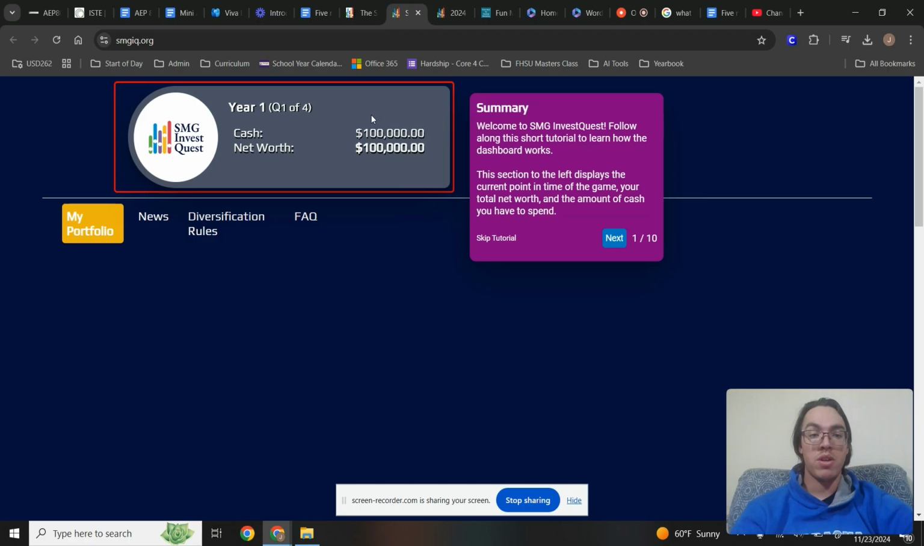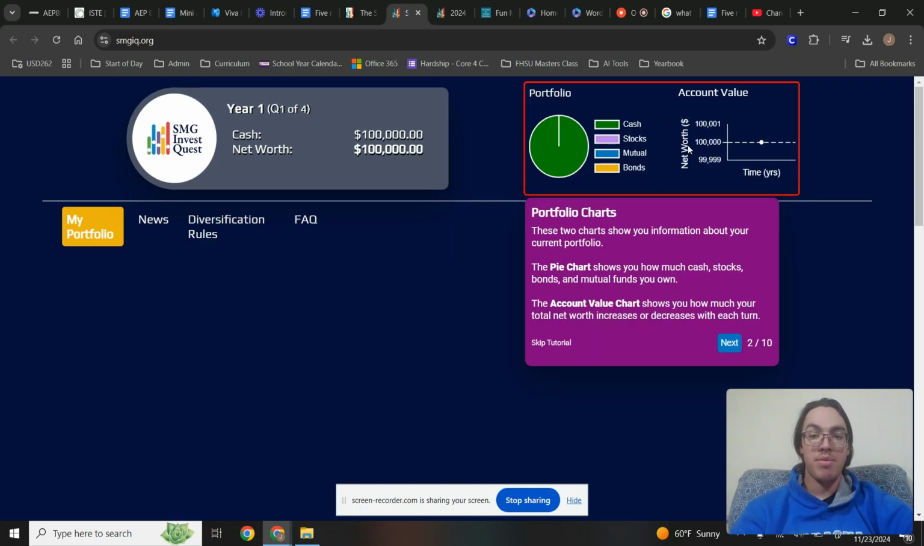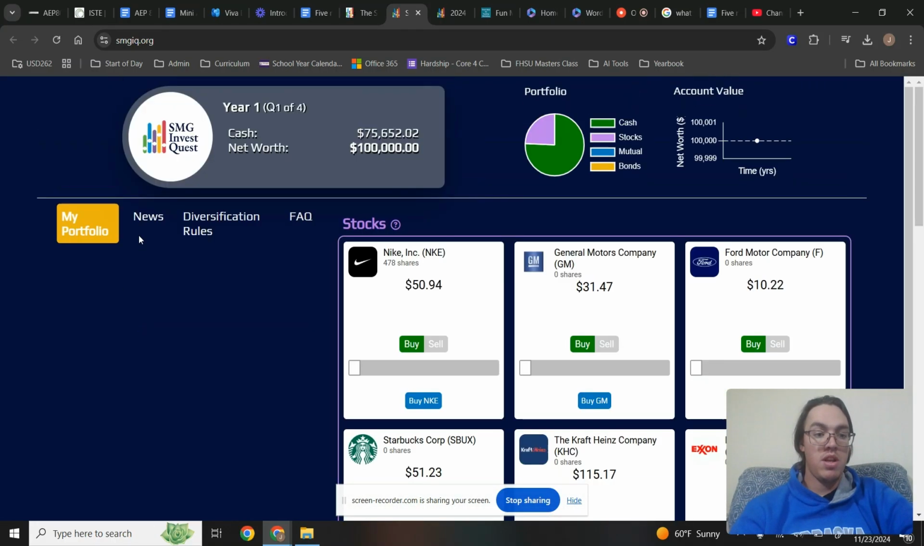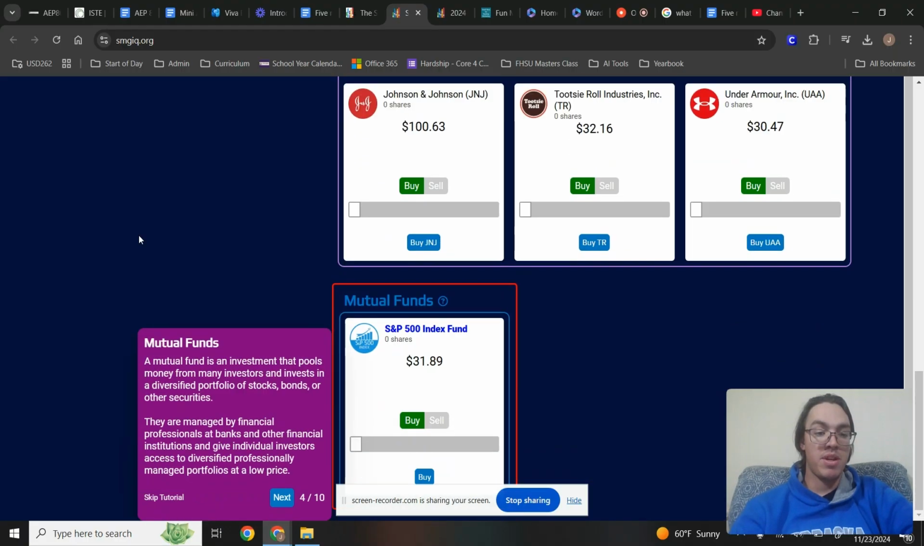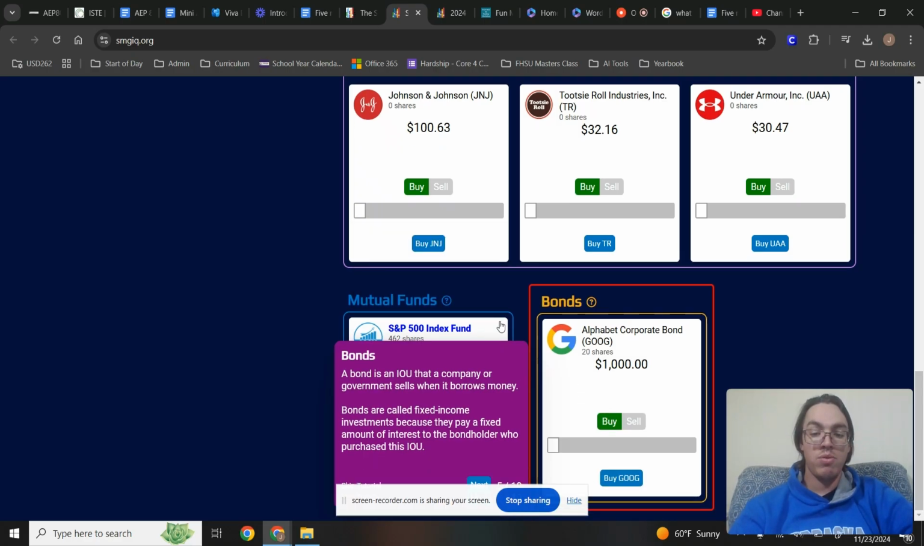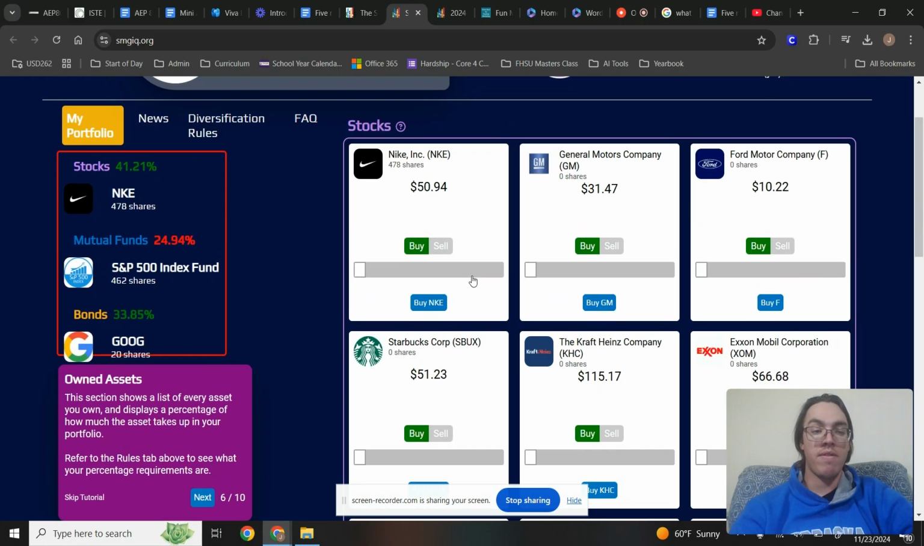So this tutorial walks you through the parts. There's your cash up top. Here's your portfolio. This will go up and down based on what you have and how you've divided your money. They show you again how you can buy and sell stocks. You can see what it is. And then also over on this, once it all loads, it'll show you all that has been invested in. They do make you spend a certain amount of your money. You have to have a certain amount of your money in mutual funds and a certain amount in bonds. I think it's 25% in mutual funds, 10% in bonds, and then the rest you can split into stocks however you want.